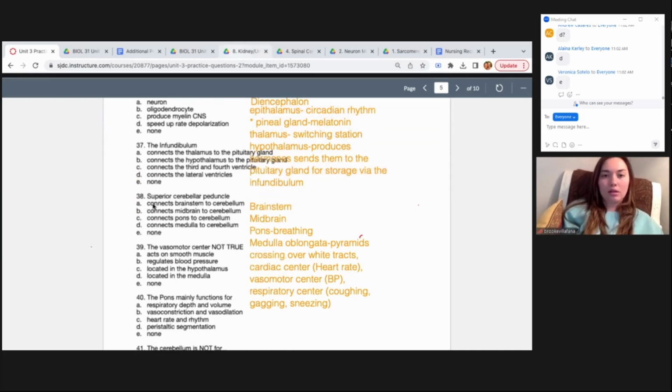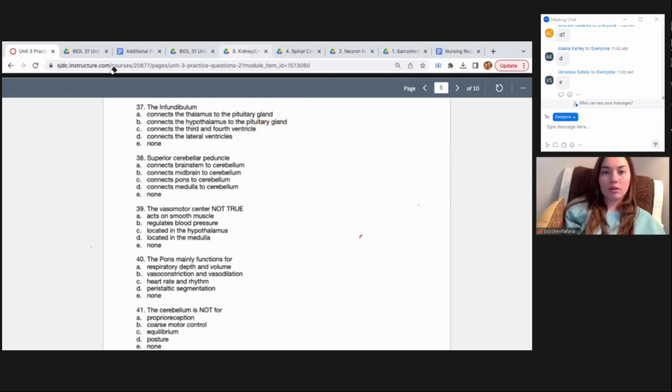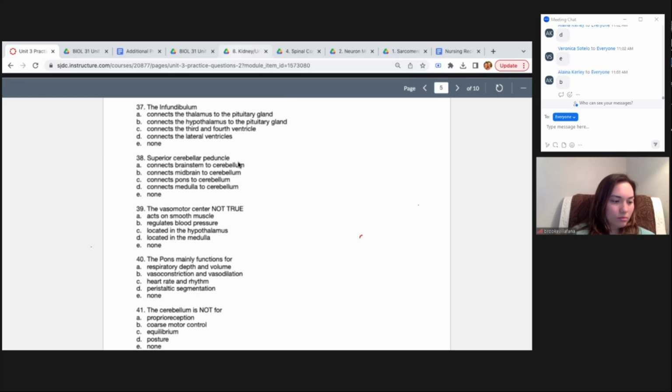Okay, question 37. The infundibulum. What is the answer there for the infundibulum? Good. You all got it. It connects the hypothalamus to the pituitary gland.